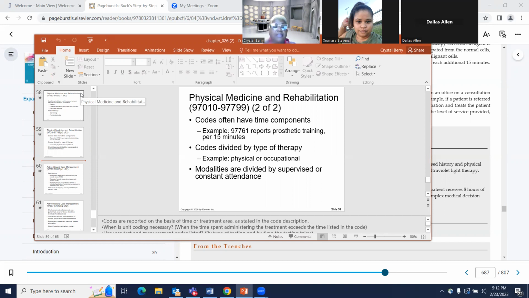If you all have not labeled your CPT manual, have you done that, Dallas? No. Please label your CPT manual. In the front are all of your stickers in the book. If you go on YouTube, I think I might have it in the e-learning section.